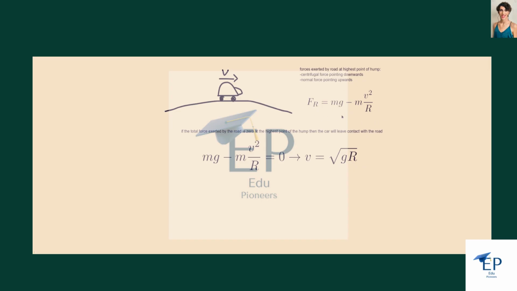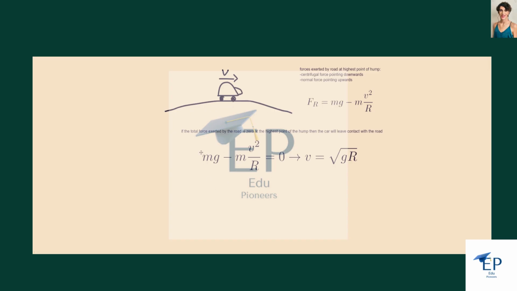Now the next question is, if this total force exerted by the road is zero, then what that means is that the car will not be in contact with the road anymore at this highest point of the hump. With that condition, we can calculate the velocity that the car needs to have in order for it to not touch the road at the highest point of the hump.